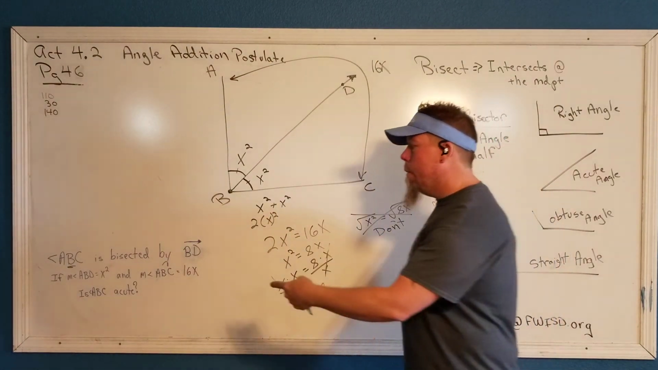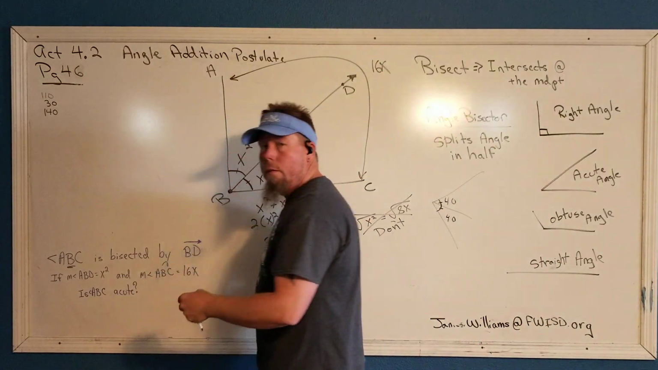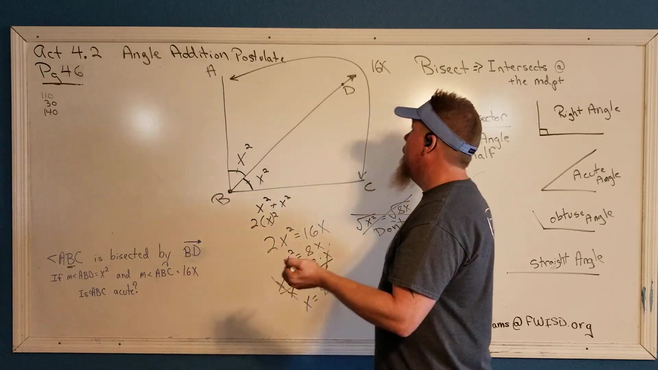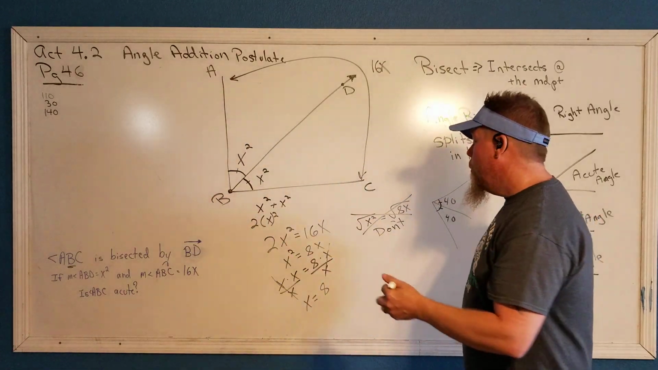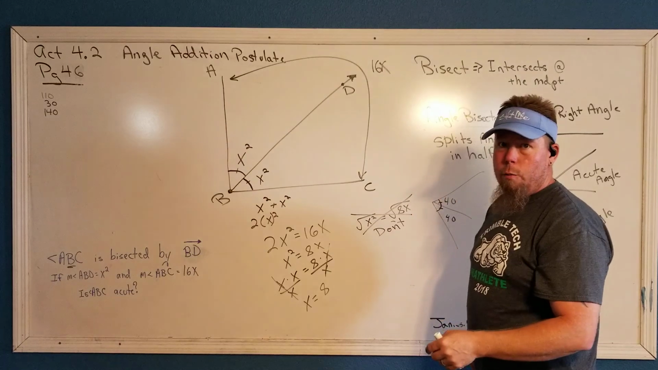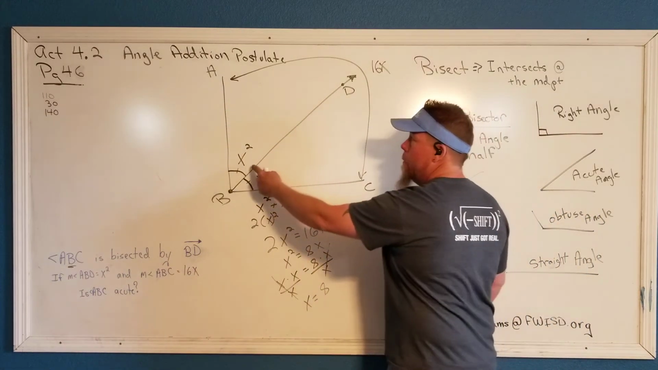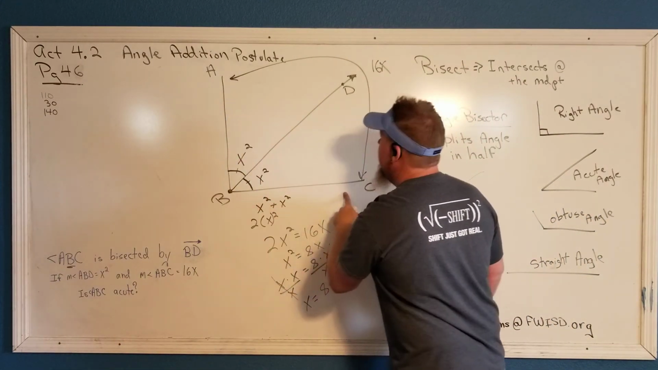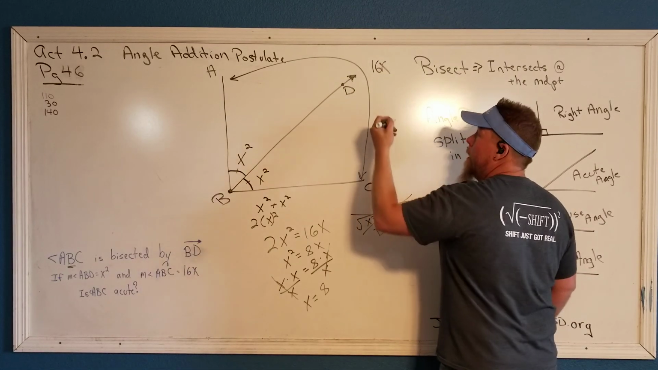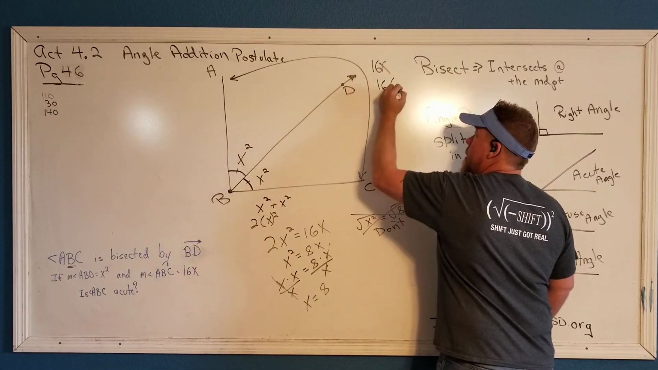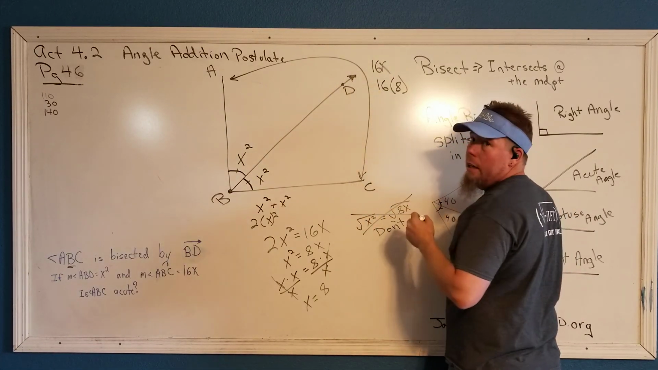Now, what was the question? Is ABC acute? Well, I think it's pretty, but I don't know if it's acute, so let's find out. We need to plug the 8 back in. Where do we plug it in? We plug it in here. What do they ask us about? They asked us about ABC. This is ABC. So I need to know, does 16 times 8 give me an acute angle?